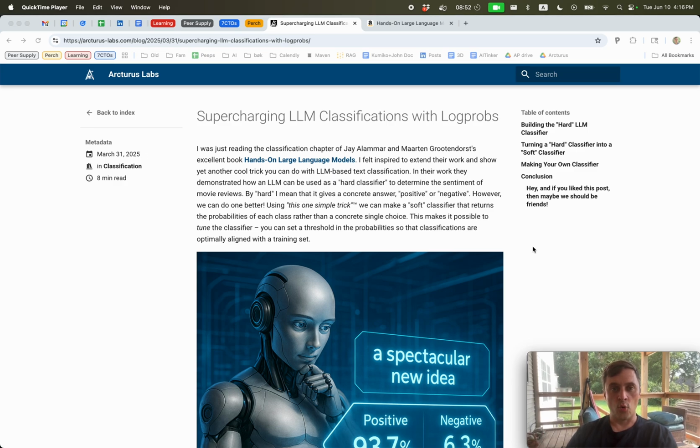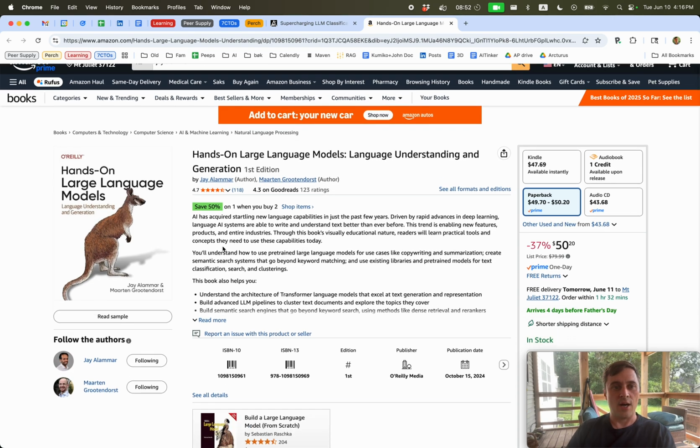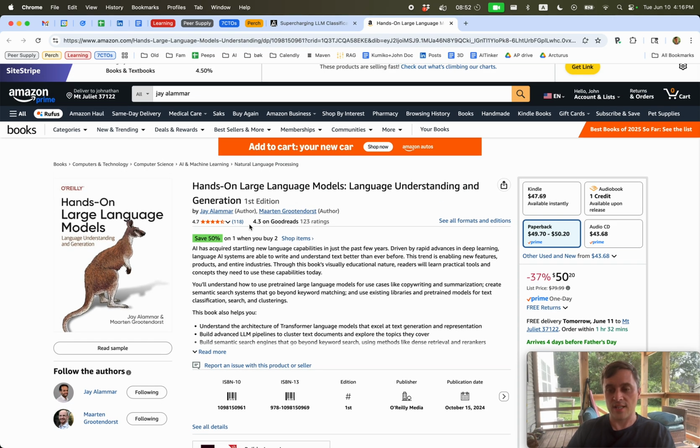Today I wrote a quick blog post called Supercharging LLM Classifications with Logprobs. I recently picked up a book, this one right here by Jay Alammar and Maarten Grootendorst. Really good book if you want to understand the internals of large language models and some nice tips and tricks, things that you can do with them. Really an excellent book. I encourage you to pick it up.